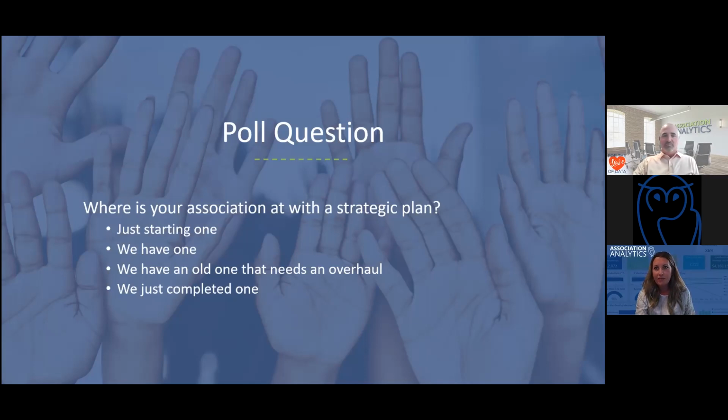And typically for this one, we'll see if the results reflect this, but we typically see people do have one. But when we ask the follow-up question on whether your metrics and data tie to your strategic plan, that's when it starts to fall off and get a little more fuzzy on connecting those. And that's exactly why we picked the topic today to show you how to do that.